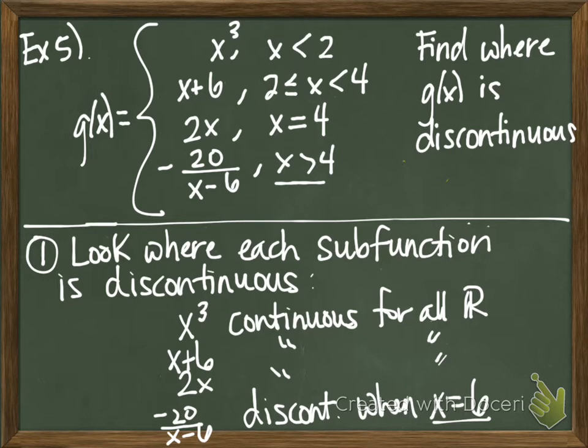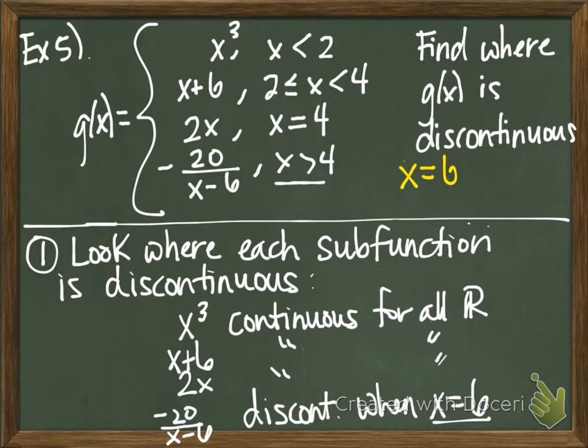So when x is 6, 6 is greater than 4, so that is part of the definition of this function, which is telling me that I know I'm going to have a discontinuity, I'm going to have a problem when x is equal to 6. That's one of the spots.